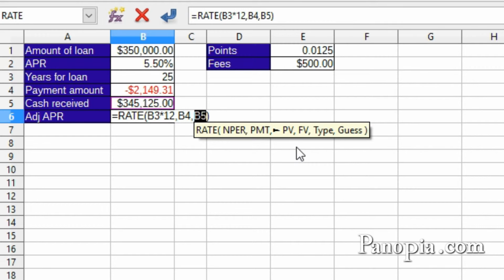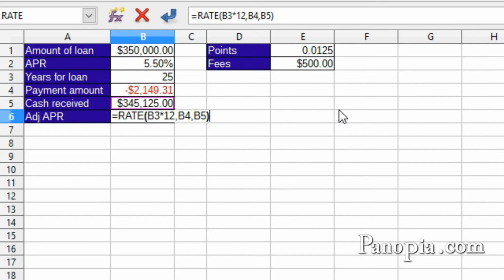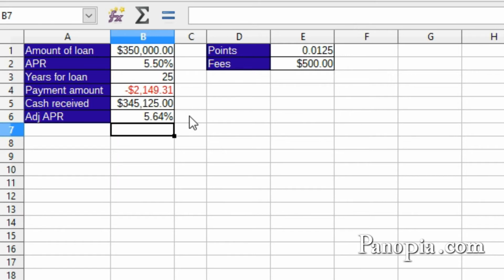Now this will give us the periodic interest rate. I want the annual rate. So click after the parentheses and multiply by 12. Press enter. And there's the adjusted rate. It's a bit more than the APR up here. That's the way these sort of loans work.